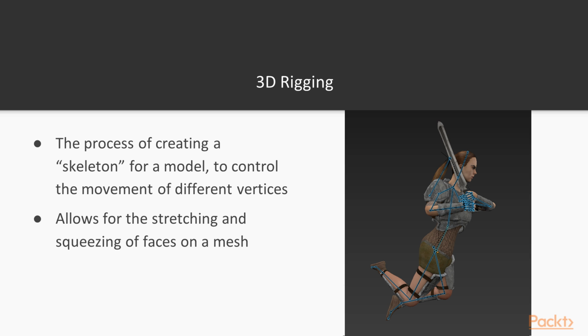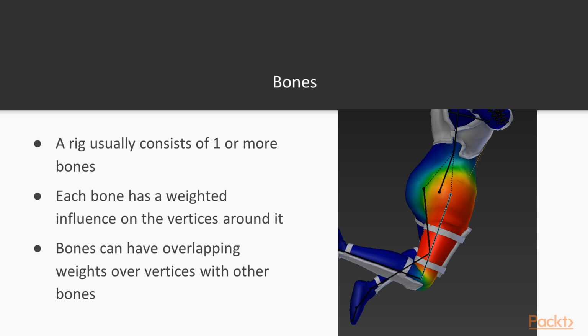Rigging is basically the process of creating a 3D skeleton to represent our mesh model and control the movement of different vertices. By using this, we can also introduce stretching and squeezing of faces similar to that of skin or muscle. Each rig or armature is made up of one or more bones, and each bone has a weighted influence on the vertices around it. This means that by moving one bone, we will also move the surrounding vertices by different amounts. On a complex rig, it is very common that the influence weights of a bone overlap on multiple vertices, allowing for smoother control and blending.